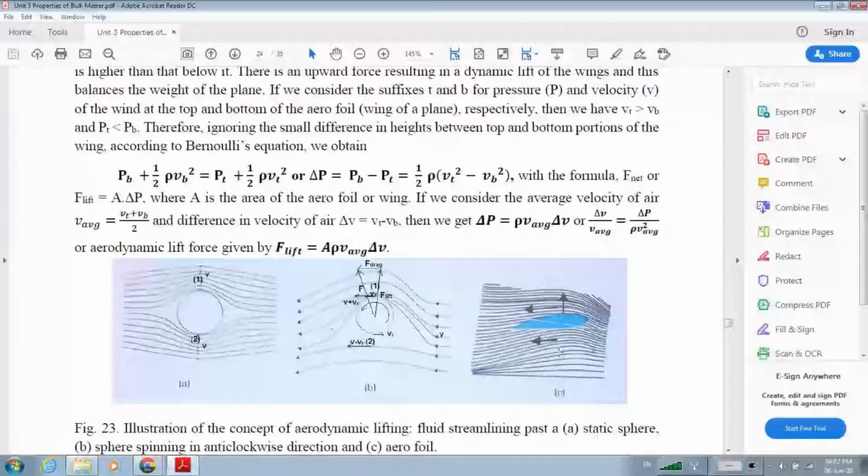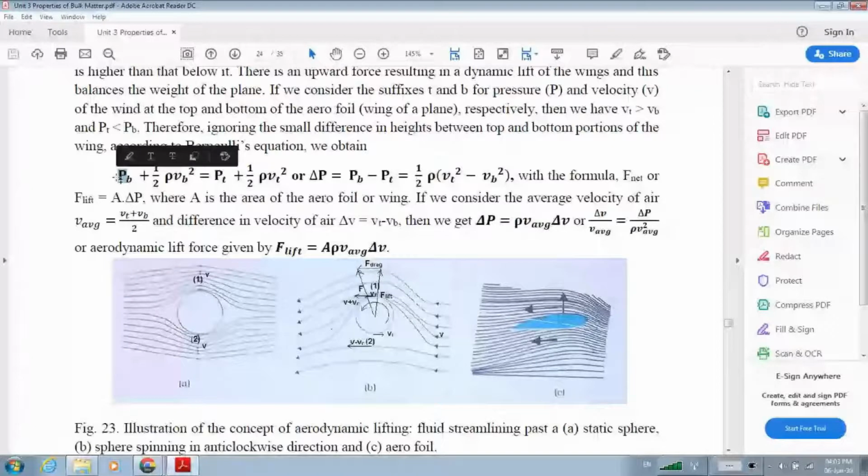So for the bottom case, we can ignore the height differences here. If you consider the height of the aeroplane wing, it is small. So we can take the height as similar for both the top side and the bottom side of the wing, almost the same. So we can neglect the differences in potential energy.